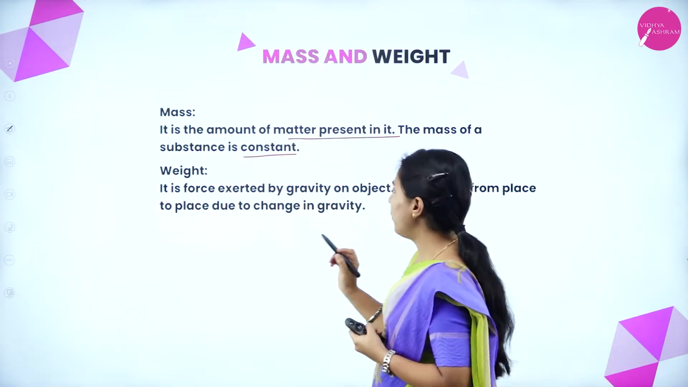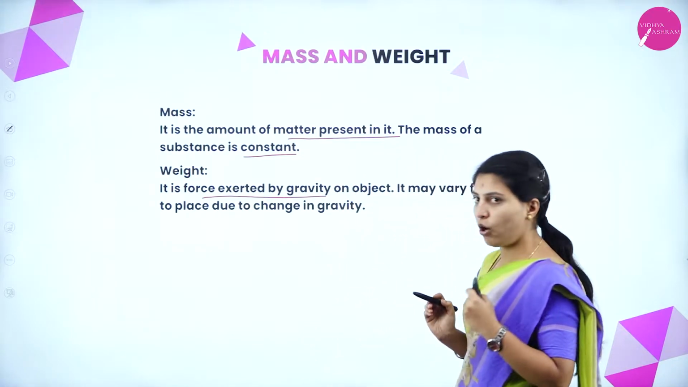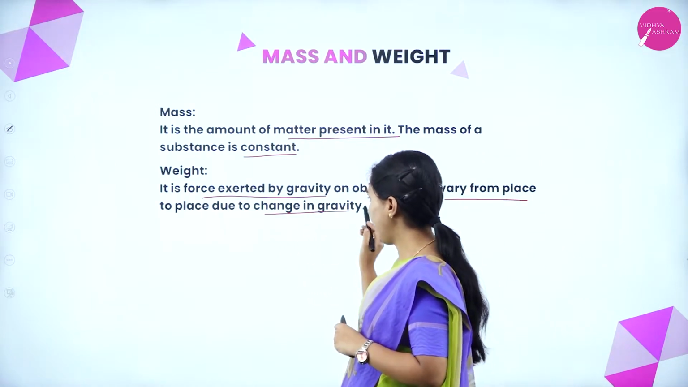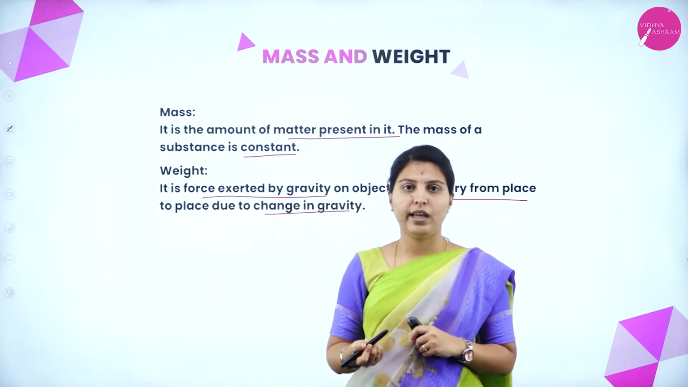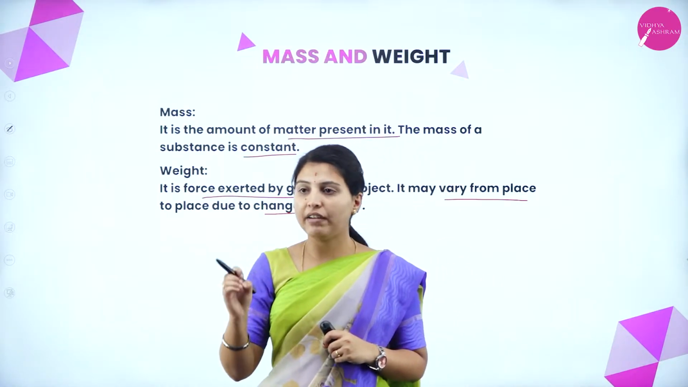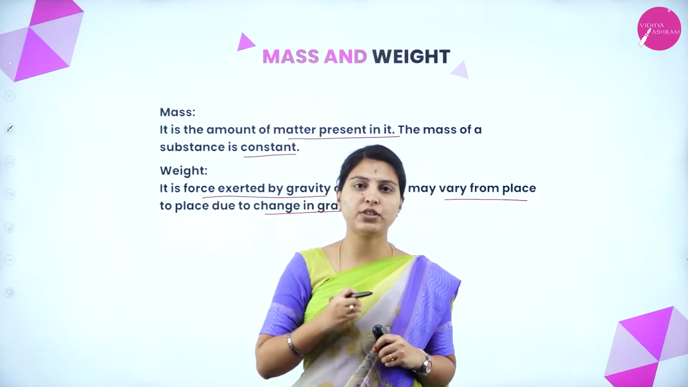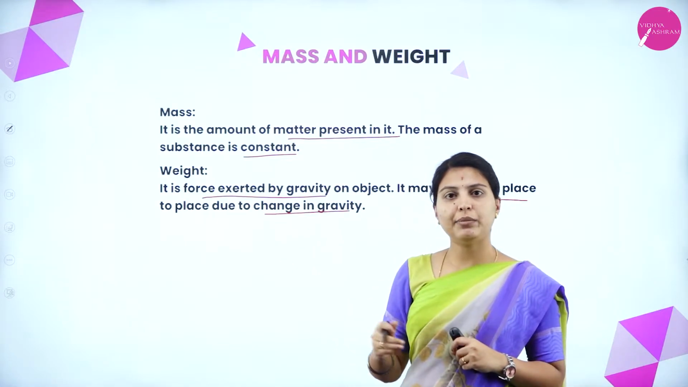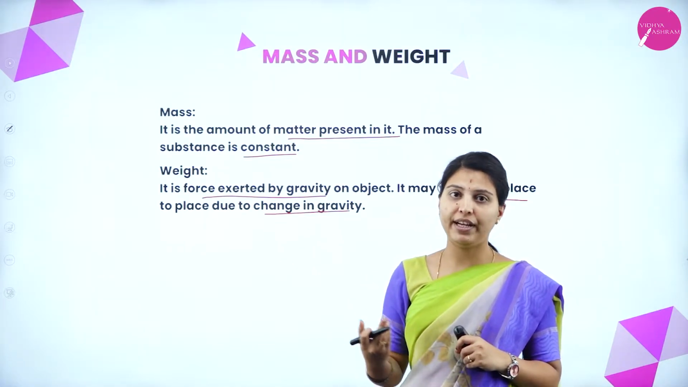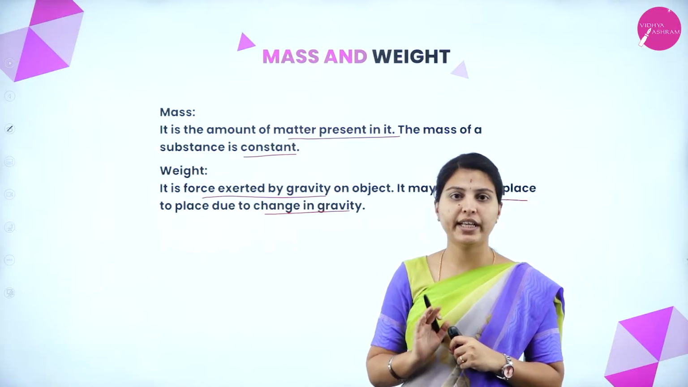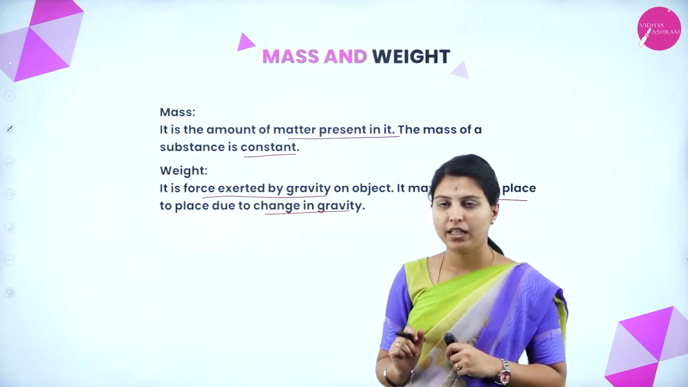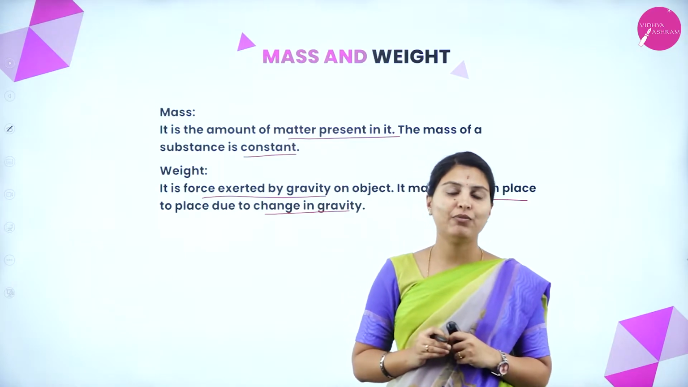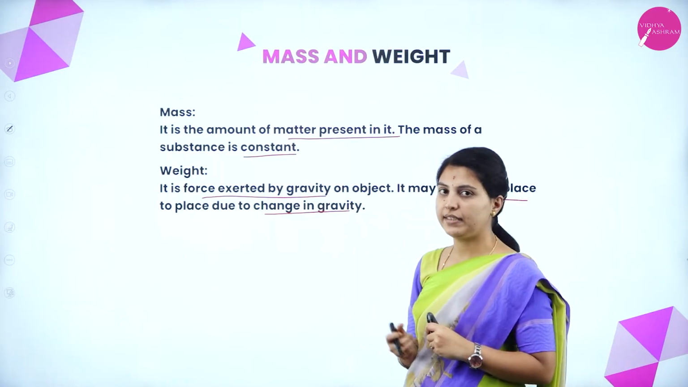Then what is weight? It is the force exerted by gravity on an object. It may vary from place to place due to change in gravity. You know about gravitational force, and we have the knowledge that the gravitational force varies from one place to another place. If the force exerted by gravity on an object is weight, then as gravity changes from one place to another, weight will always be a variable. It is not a constant thing, right? That means mass is a constant and weight is a force exerted by gravity, which is a variable. This is about mass and weight.